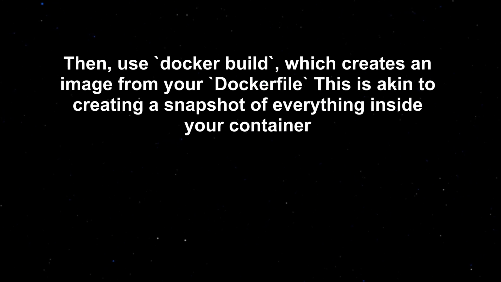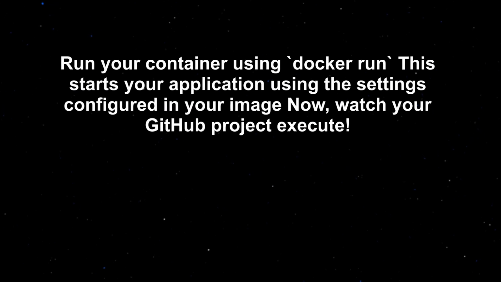Then, use Docker build, which creates an image from your Dockerfile. This is akin to creating a snapshot of everything inside your container. Run your container using Docker run. This starts your application using the settings configured in your image.